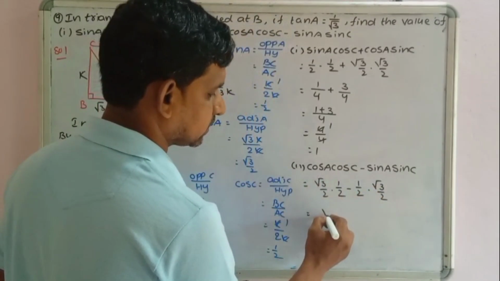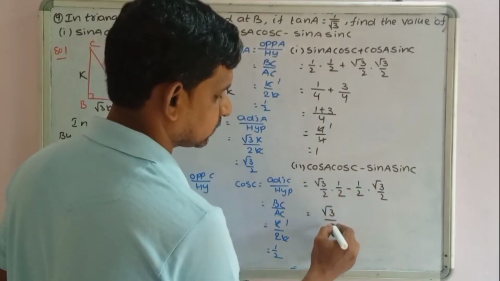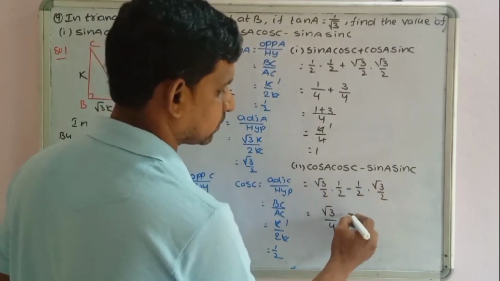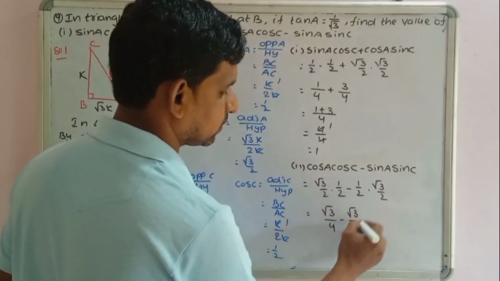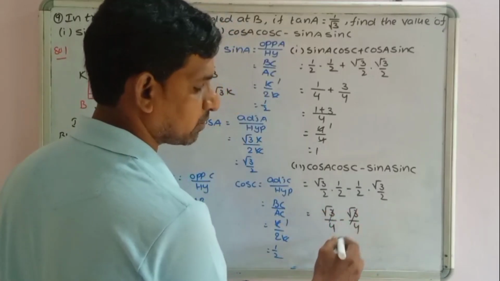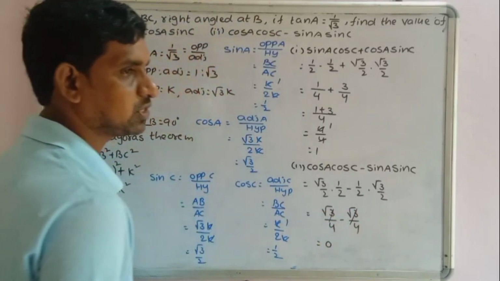So root 3 into 1 is root 3, 2 into 2 is 4, minus 1 into root 3 is root 3 by 2 into 2 is 4. Root 3 by 4, root 3 by 4 get cancelled, so the final answer is 0.